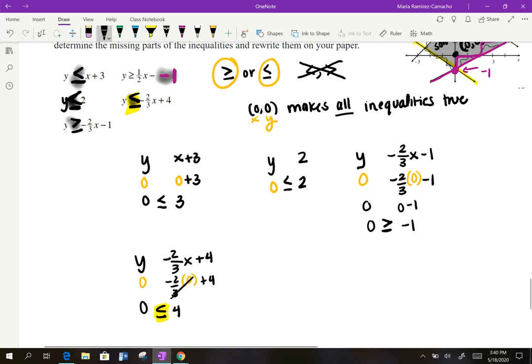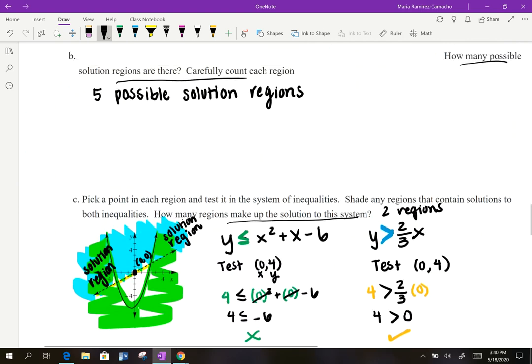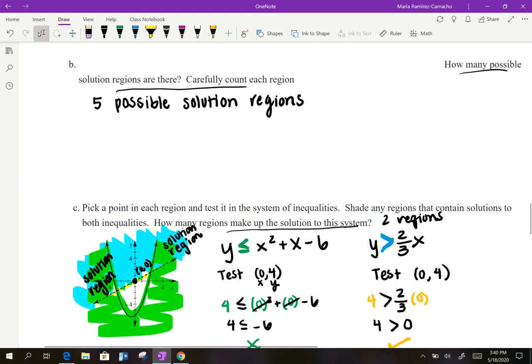That's it. We were working backwards here. So if you start with the graph and then you're making the inequality from there, you can test points to see what your inequality symbol should be. But if you're doing what we did up here, starting with the inequalities and then graphing, make sure that you're testing points to see where to shade.